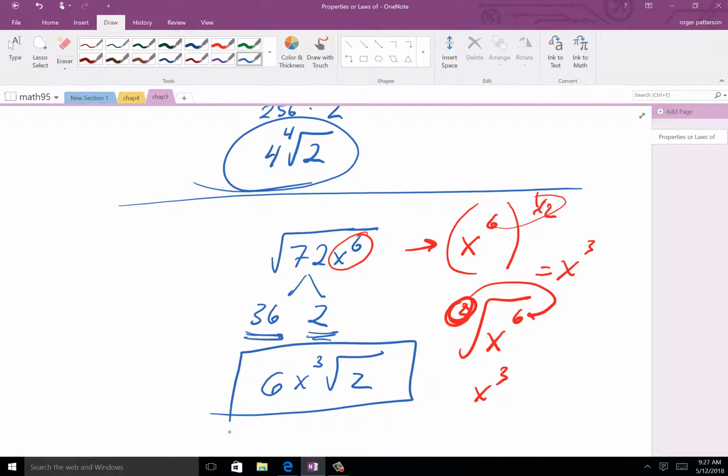So I found the largest number that goes into 72. It's got to be a perfect square: 36. 36 goes in there twice. The square root of 36 is 6, and that pops on the outside. 2 stays on the inside. I take the x to the 6th. I can either divide it by 2 because it's a square root, or I can think of taking it to the 1/2 power.